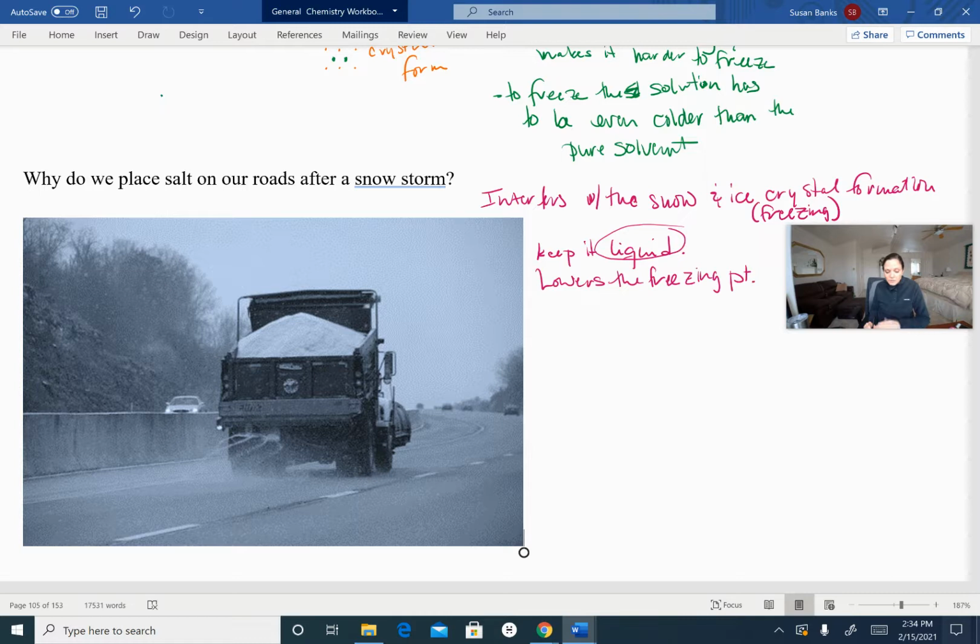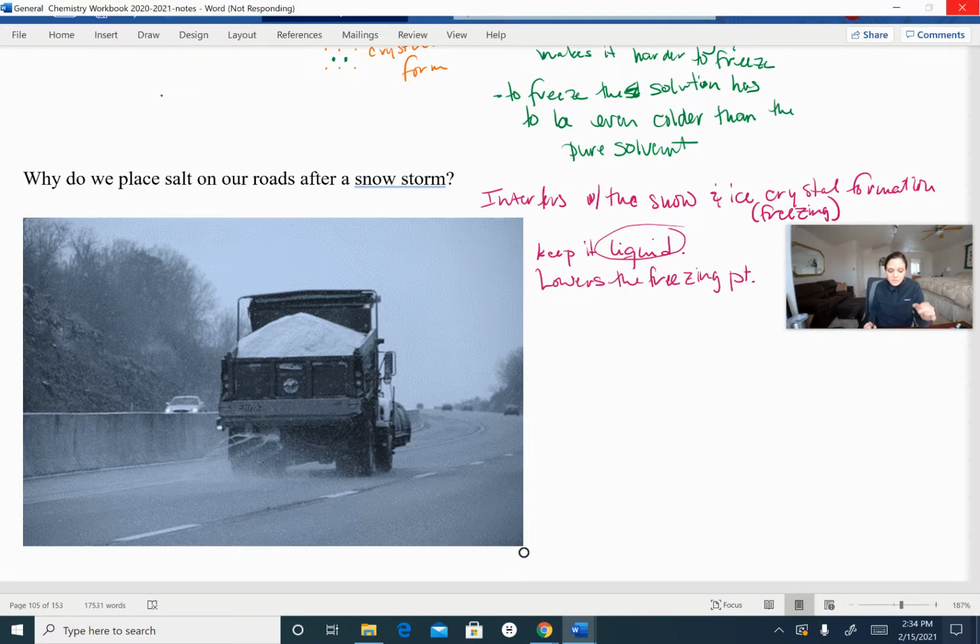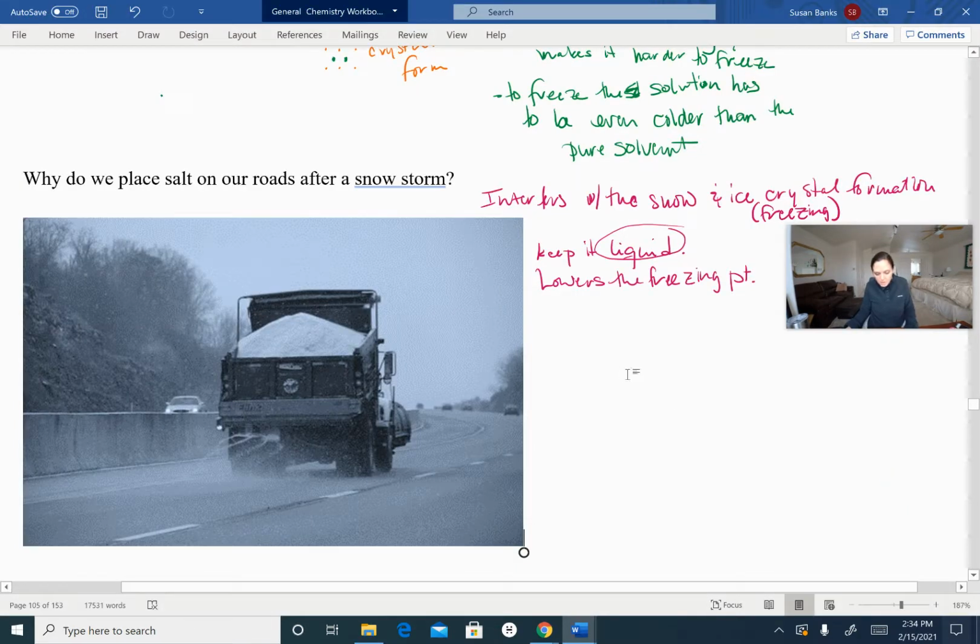We spend a lot of money with the snow plows, the trucks, the drivers and stuff, but in the end, it actually saves us money because it saves on auto insurance, it saves on medical bills because people don't get into accidents. So it's a lot cheaper to do it this way than to have all the accidents and the medical bills that we would have with icy conditions. Okay, so that's why we put salt on our roads after a snowstorm. All right, let's go to our next property.